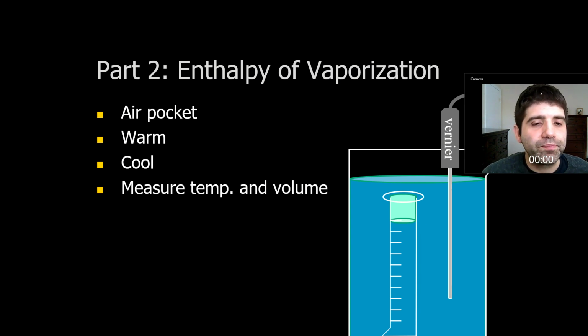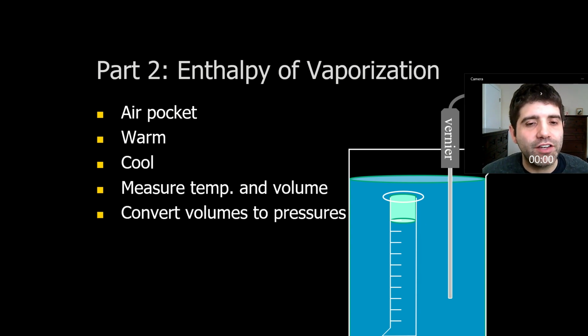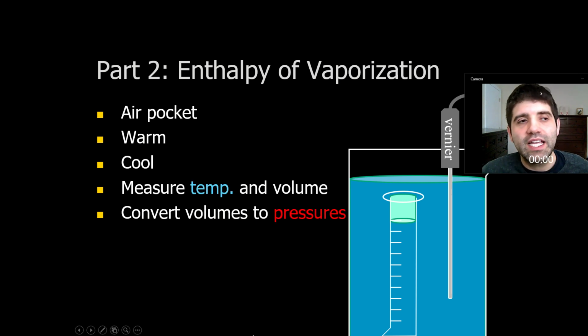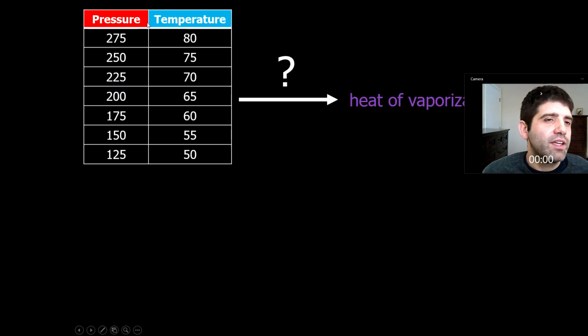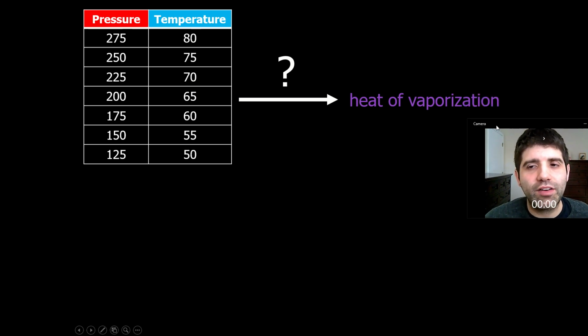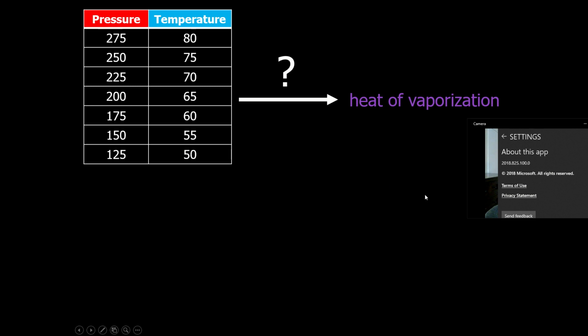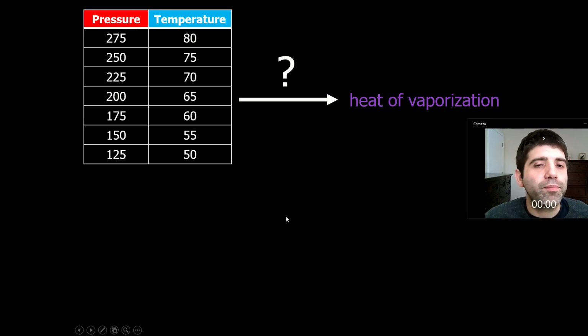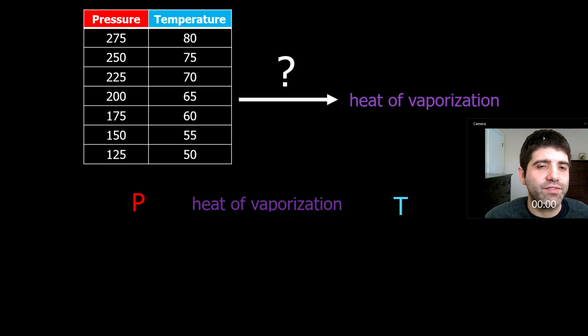Then what we can do is use the ideal gas law and turn these volumes into pressures. And what we'll have is a series of readings of temperatures and pressures. So we have this table of pressure and temperature. Then the question is, how do we turn these into the heat of vaporization? There's an equation that relates these three items to each other. Okay, so we have pressure, we have heat of vaporization, and we have temperature.